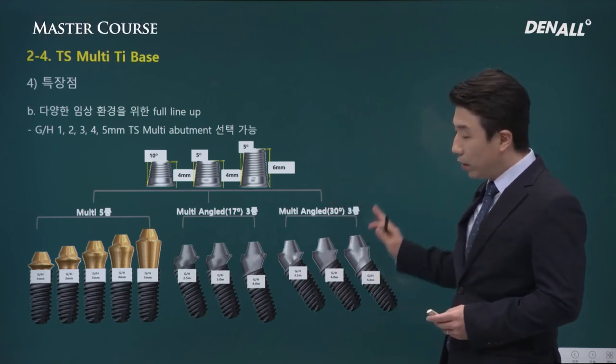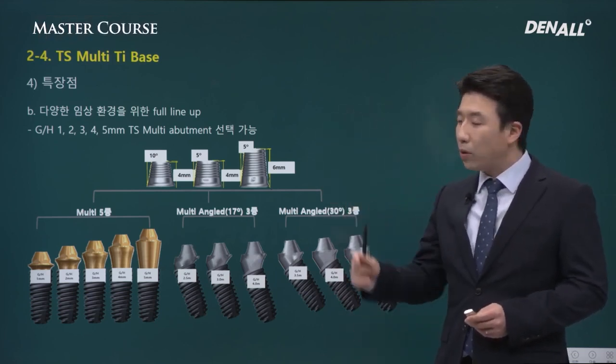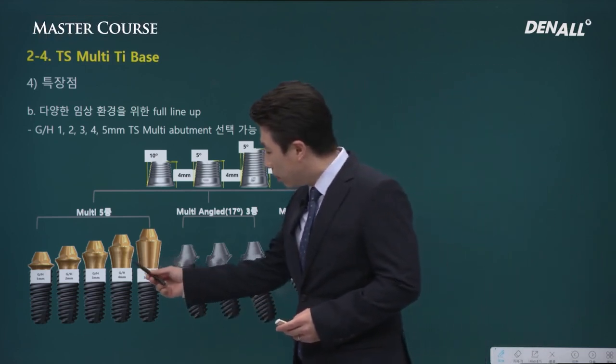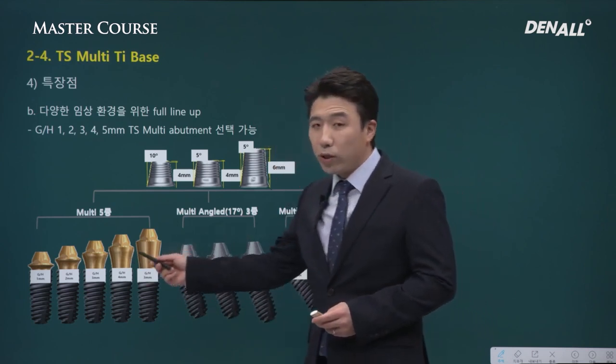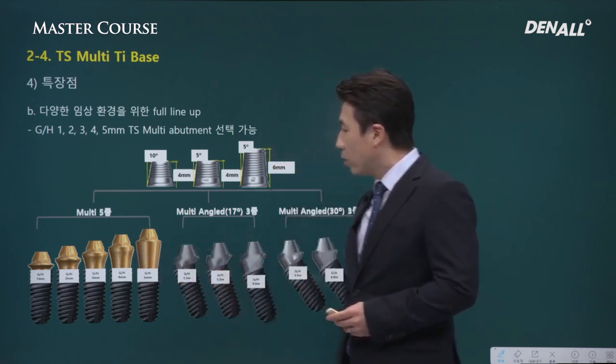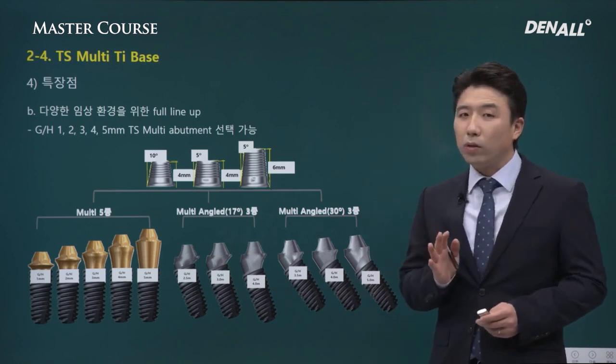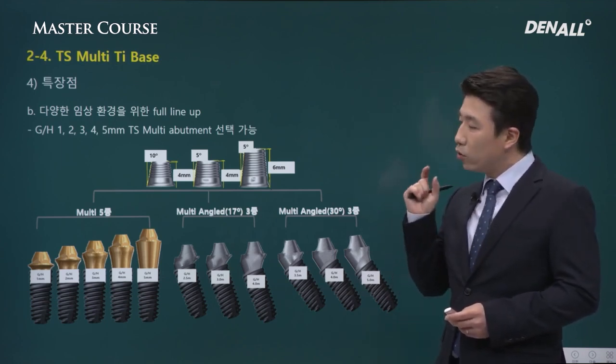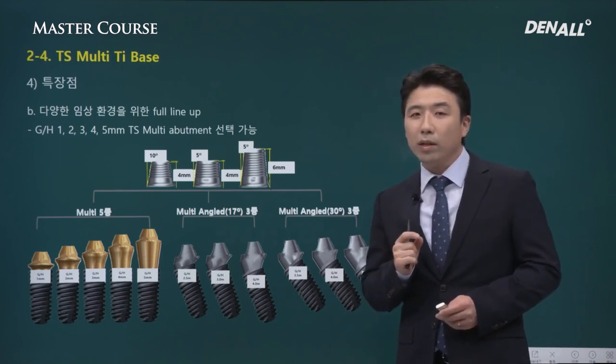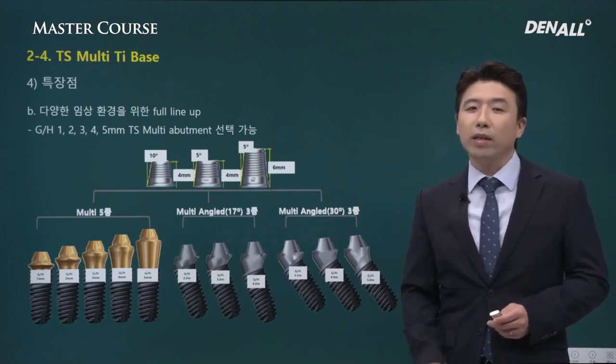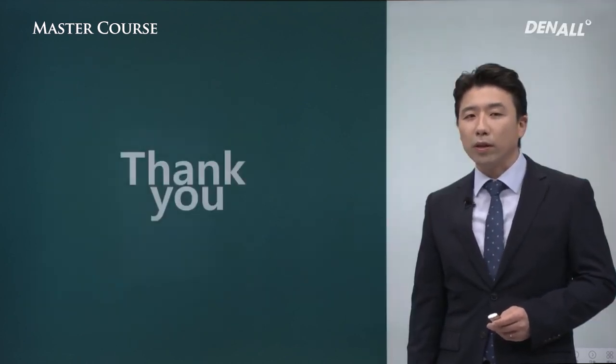These are overall components. There are different components available depending on the gingival height, be it straight or angled. Following the situation of the gingival thickness in the area where implant is placed, we can choose the appropriate options.